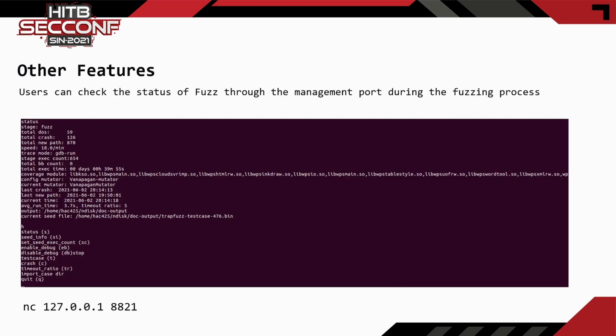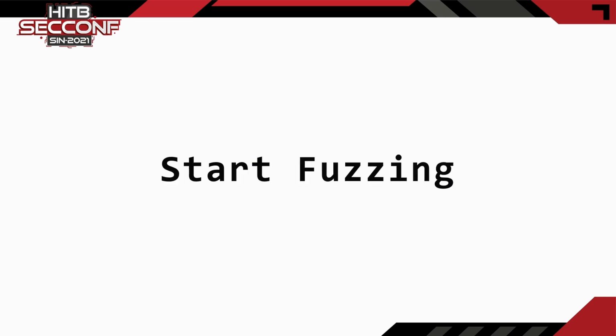Here is another useful feature of trapfuzzer. Trapfuzzer will listen on a management port when it starts. Users can connect to the management port through NC at any time to check the status of the fuzzing process, such as the number of paths found, crash information, and execution speed. Next, I will introduce the preparation for starting fuzzing and the results of fuzzing.